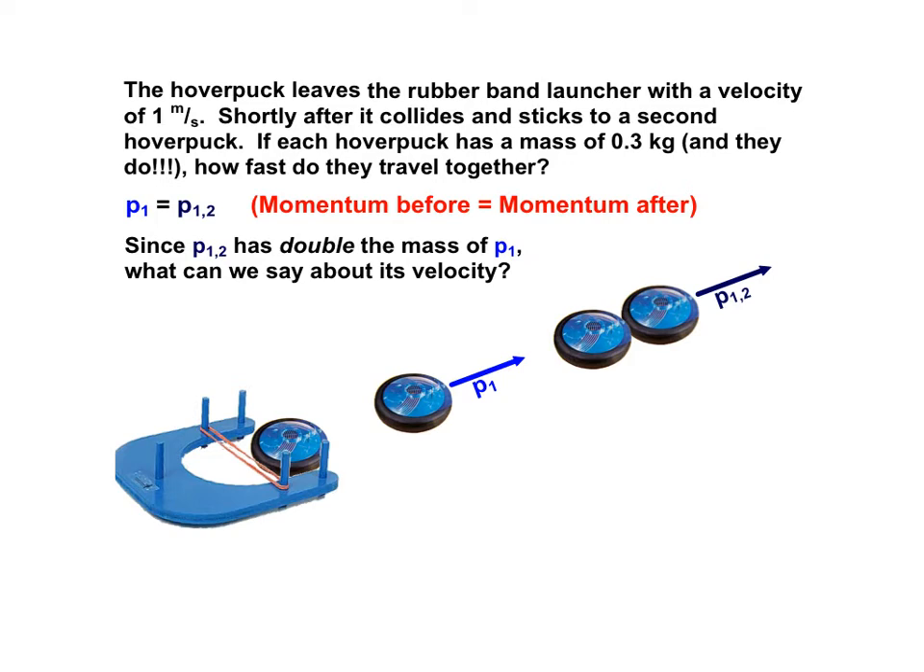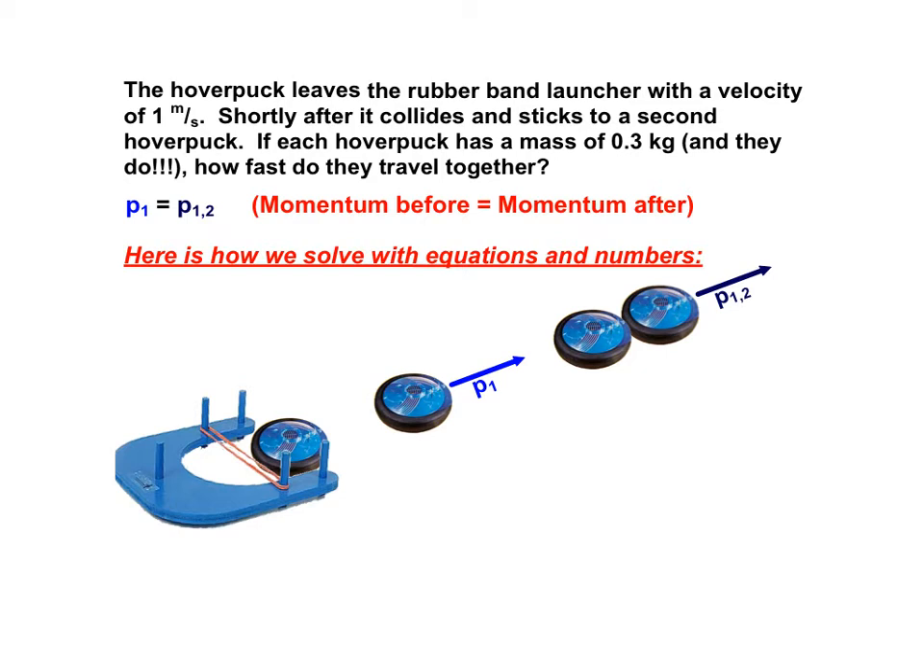Now, since the mass is now double of what it was beforehand, you can expect that the velocity they'd be moving at would slow down after the forces are applied to both hover pucks. And since it's exactly twice the mass, you should have half the velocity afterwards.